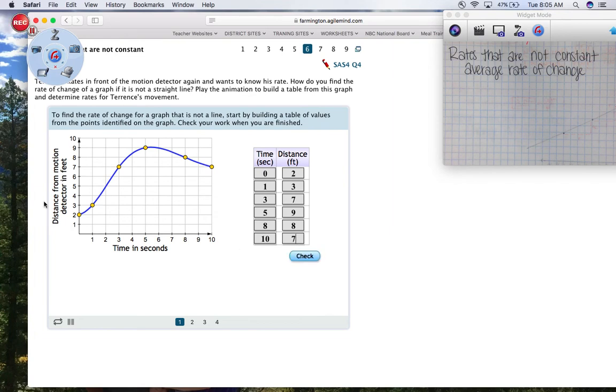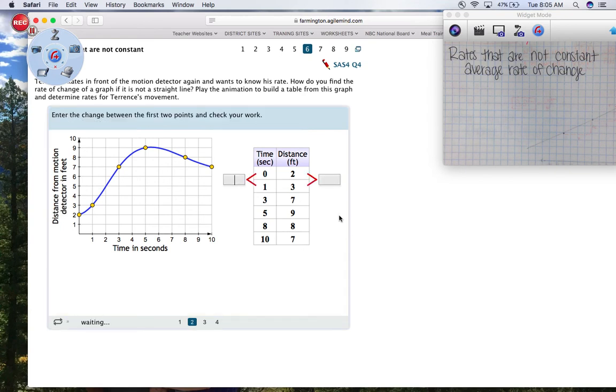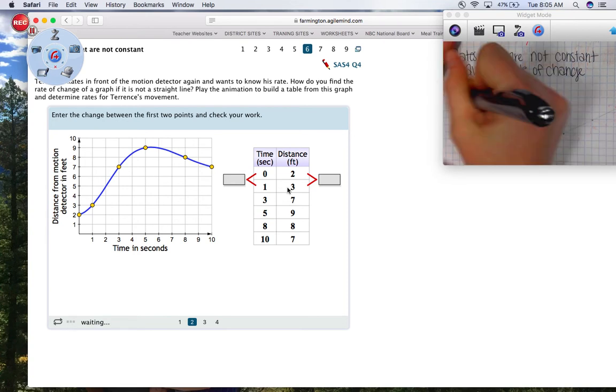Now, if you look at this, at any point is this going a constant rate? Remember, a constant rate means it's a line, so a straight line. At any point, is this a straight line? That's what we're going to look at. Okay, so it says next you will use the points to calculate the average rate of change. So I'm going to actually do this on my paper because I think it takes too long, and you need to have it written on your paper too.